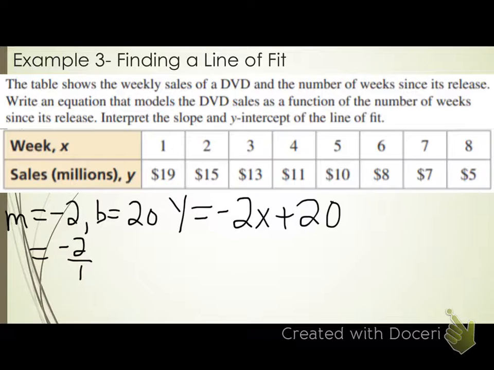In week 0, 0 weeks after the release, there's not going to be any sales. So the y-intercept does not have any meaning in this situation. That's what I would put for my interpretation of the y-intercept. Does that make sense? Questions on our example here? We okay?